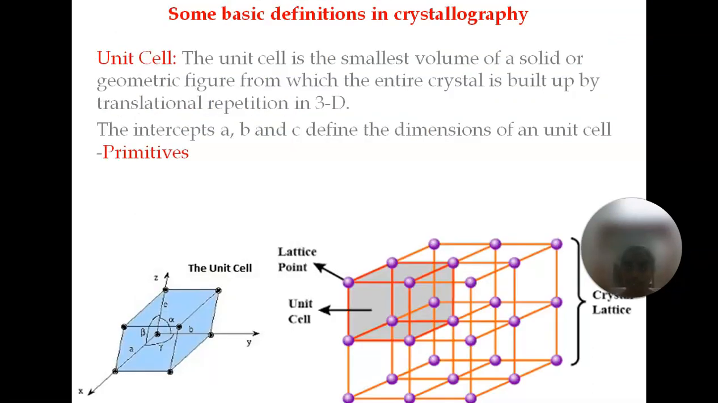Some basic definitions in crystallographic structure: the unit cell. These arrangements form a structure, and the simplest base is called a unit cell. The unit cell is the smallest volume of a solid or geometric figure from which the entire crystal is built up by translation repetition in the three directions. In a space lattice, if we draw this unit cell, the intercepts are called a, b, c, or primitives.